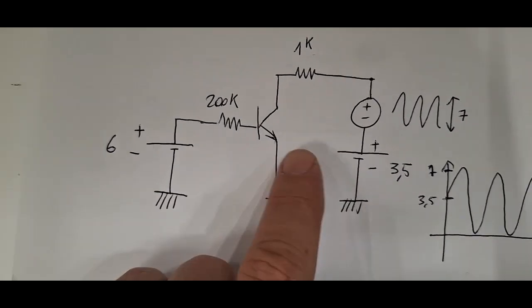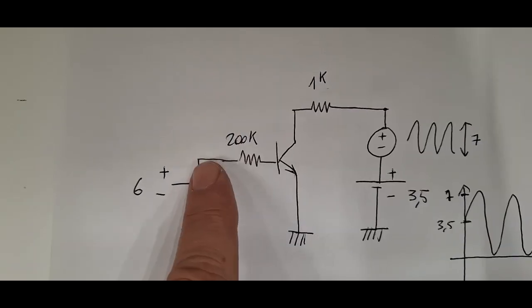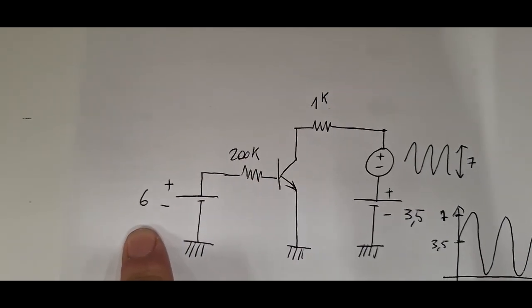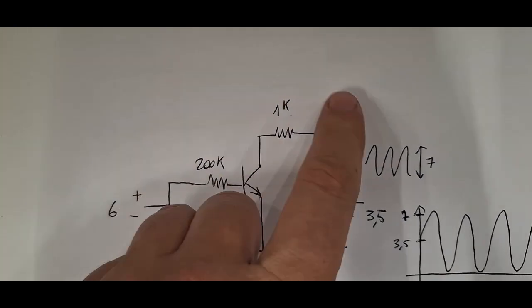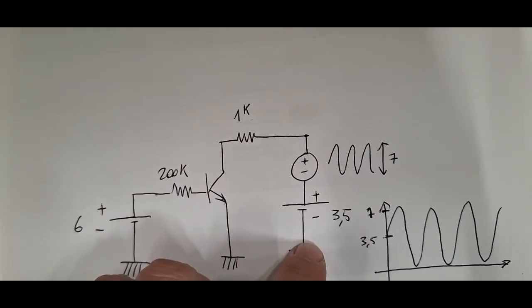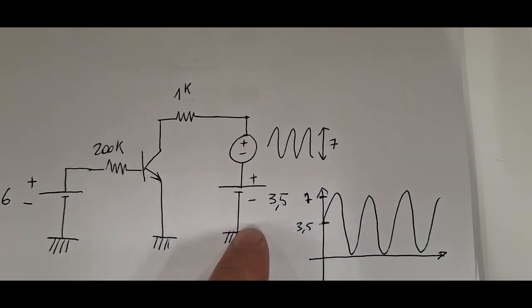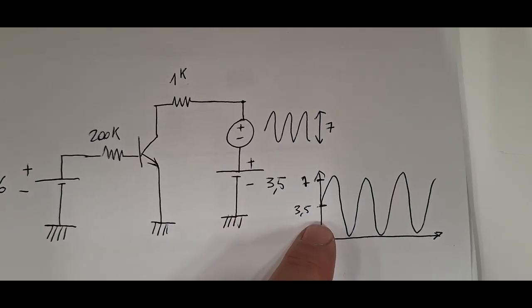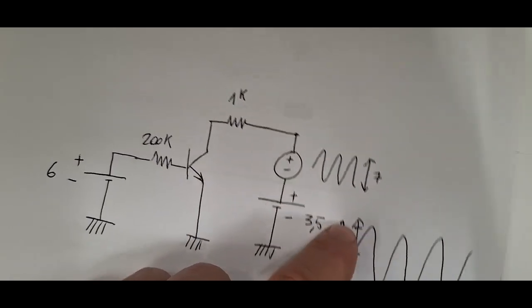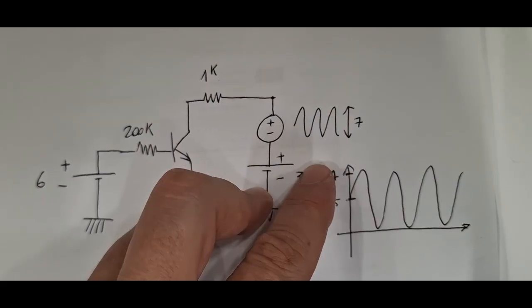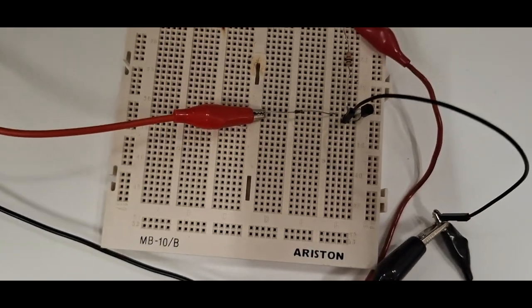current. For this we build this circuit with an NPN BJT, a 200 kilo ohm resistance on the base, a polarization tension of the base of 6 volt, 1 kilo ohm here on the collector, and here in the collector, between ground and collector, we have this wave, 3.5 volt of offset and 7 volt of amplitude, so that we have an excursion between 0 volt and 7 volt. So we set up the circuit.